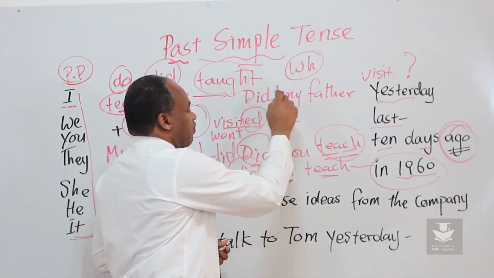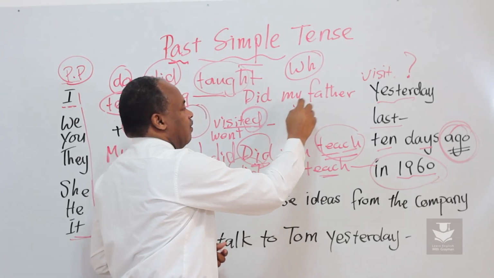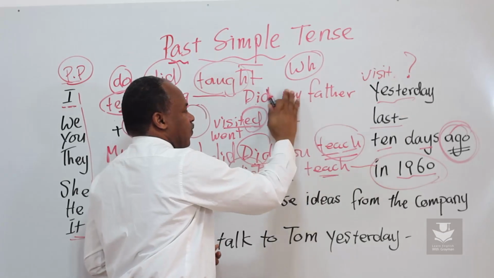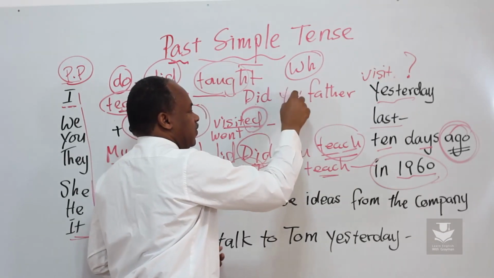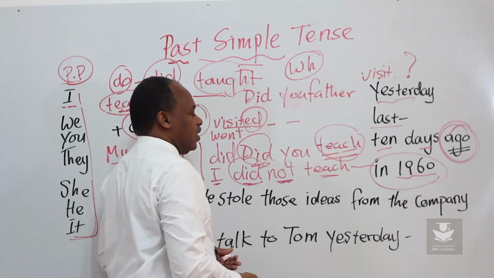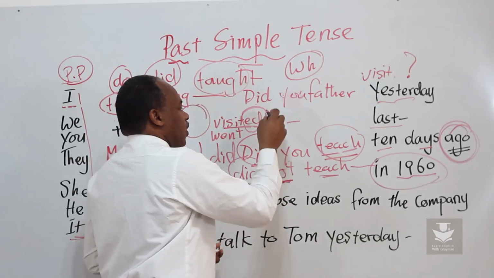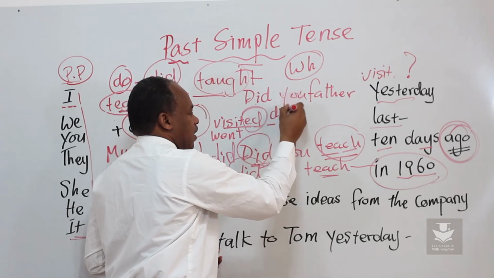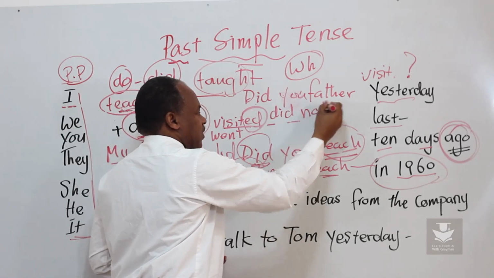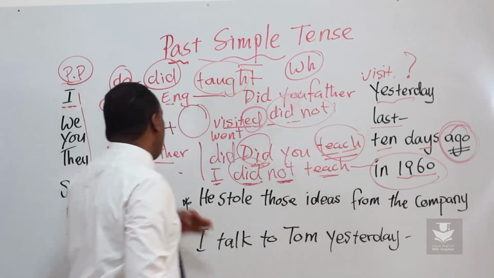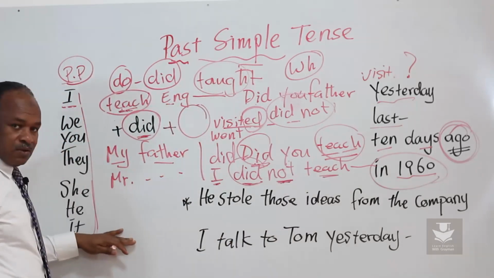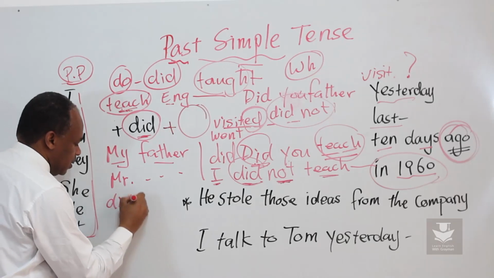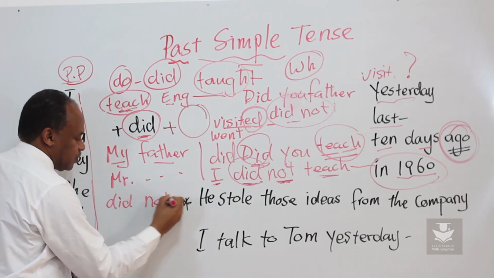Did my father visit England? Did your father visit England 10 years ago? No, my father did not. So the negative is did not for all these. The negative is did not, written that way. Did plus not.